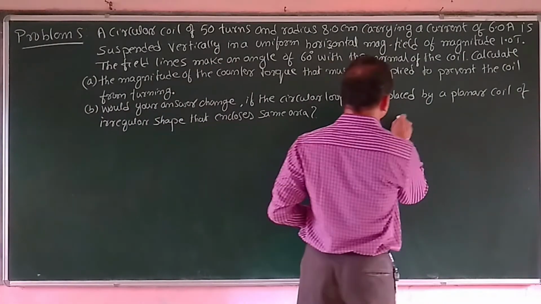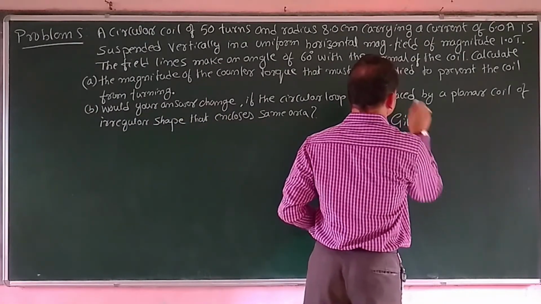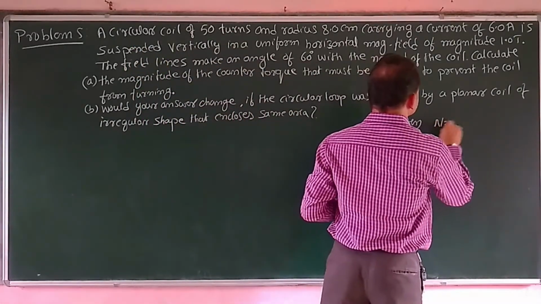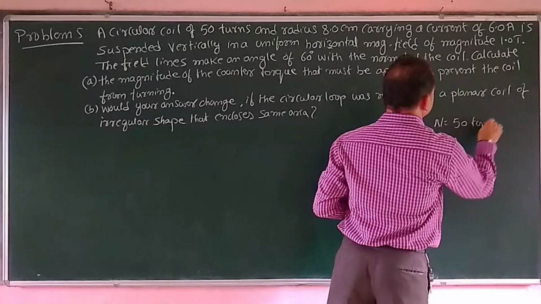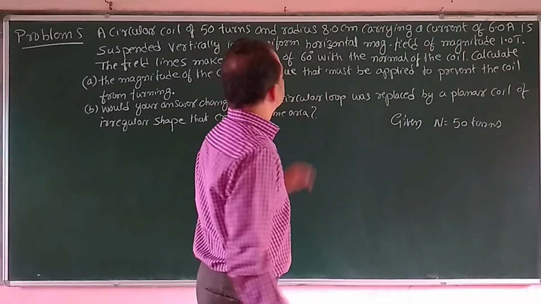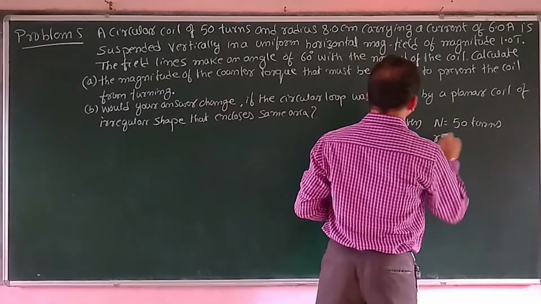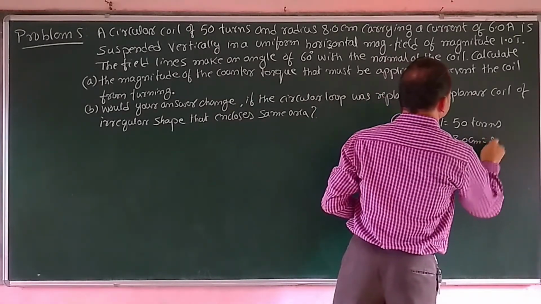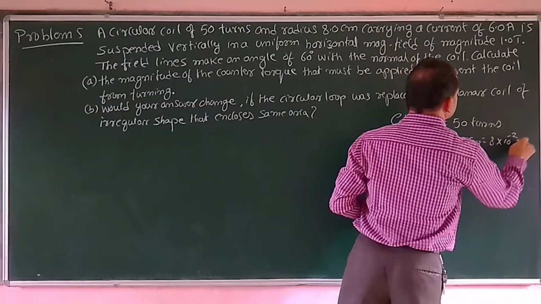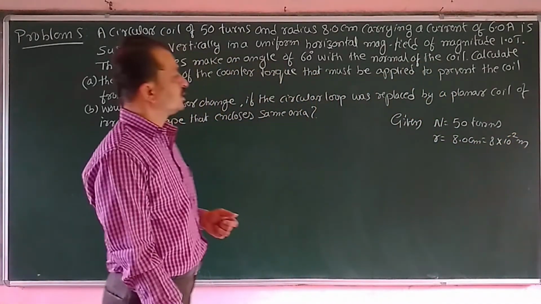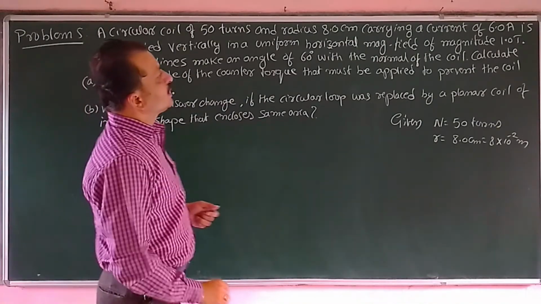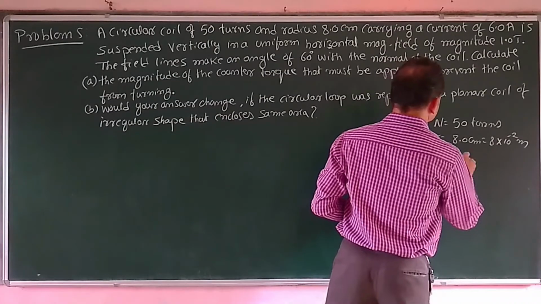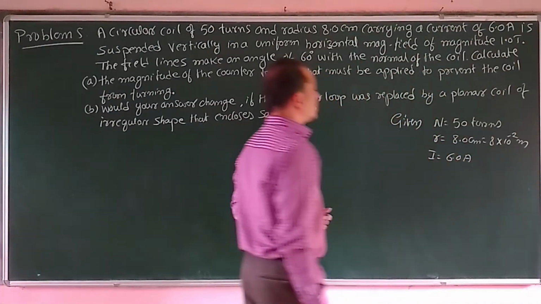Now, list out what are the given things here. Given a circular coil having the number of turns equal to 50 turns. The radius of the coil is given. Now, radius is 8 centimeter. So, if I write it in meter, 8 into 10 raised to minus 2 meter. Radius is given. Carrying a current I, that is equal to 6.0 amps.